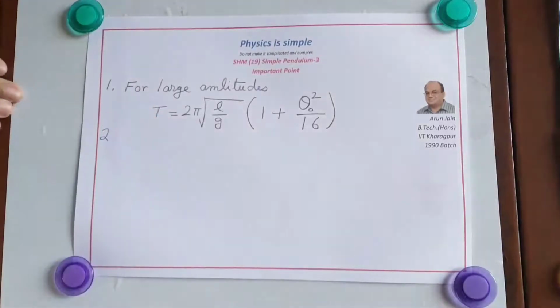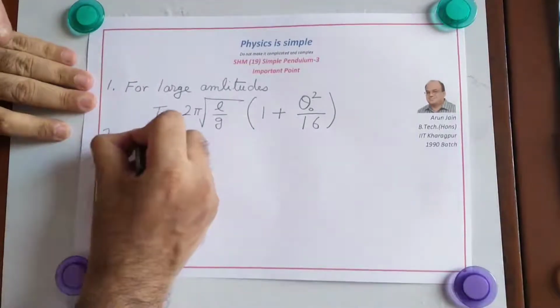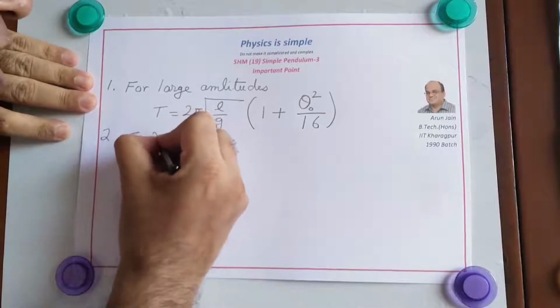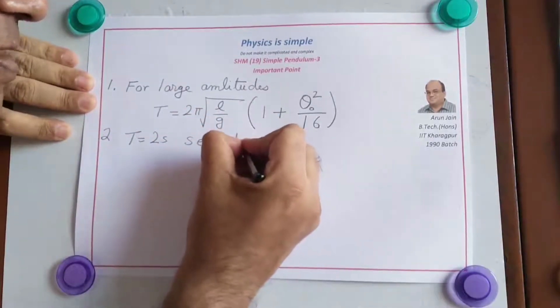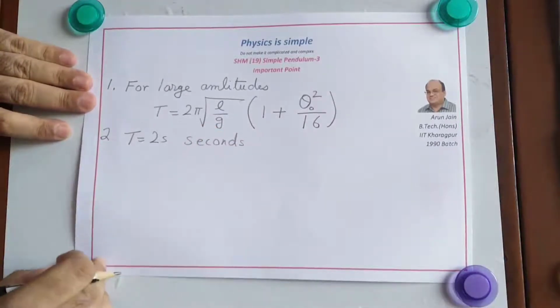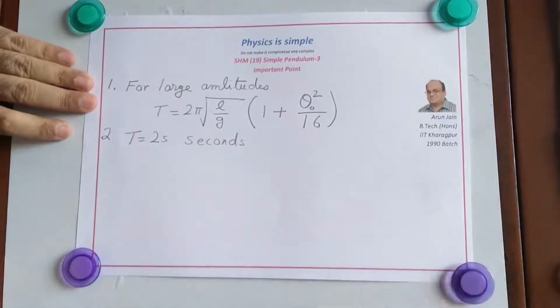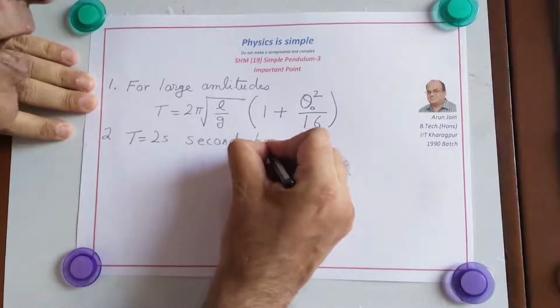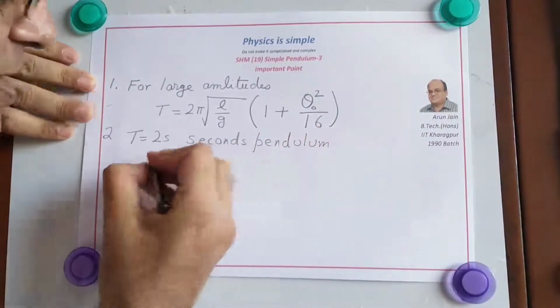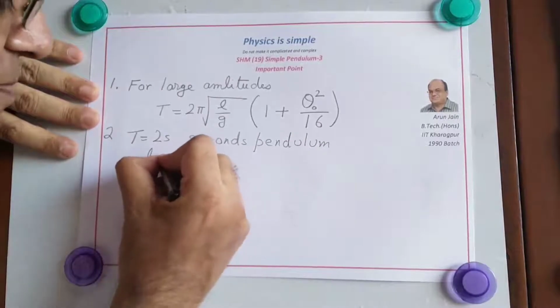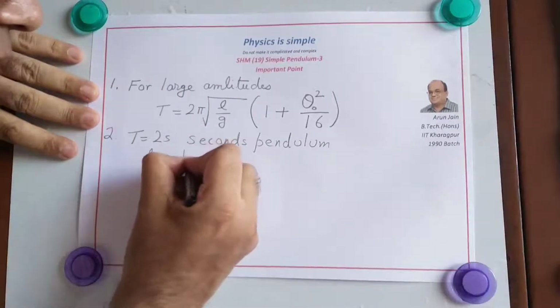If the time period of a pendulum is 2 seconds, it is called seconds pendulum. This was the pendulum that was used in clocks earlier. So time period was 2 seconds and that was called seconds pendulum. The length of a seconds pendulum is approximately 1 meter.